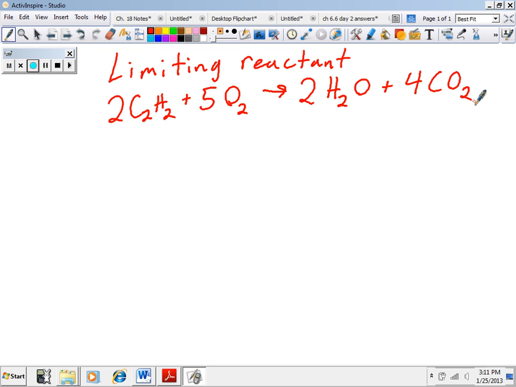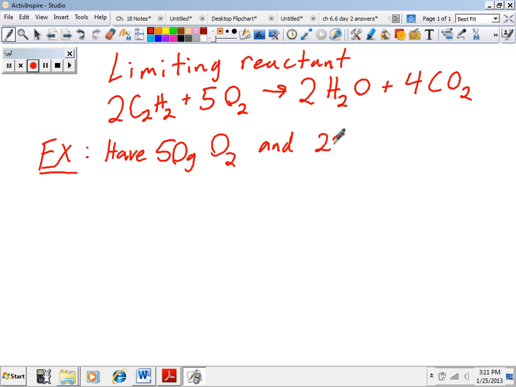And in this problem, let's say that you're given that you have 50 grams of O2 and 25 grams of C2H2. Our first problem here is going to be to find the limiting reactant.